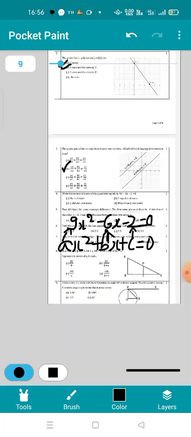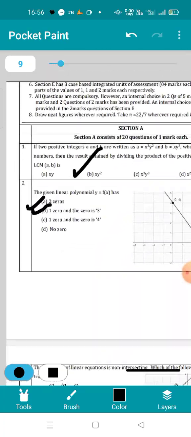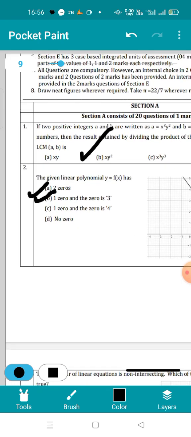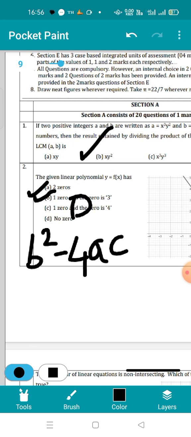Now how do we decide the nature of roots? The nature of roots can be determined by knowing the value of something called b square minus 4ac. This is called the discriminant. It will help us to discriminate between the types of roots, so this discriminant will help us know the nature of roots here.